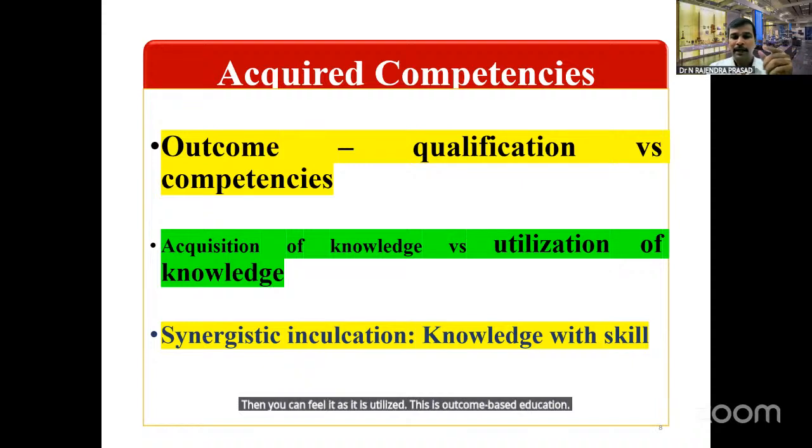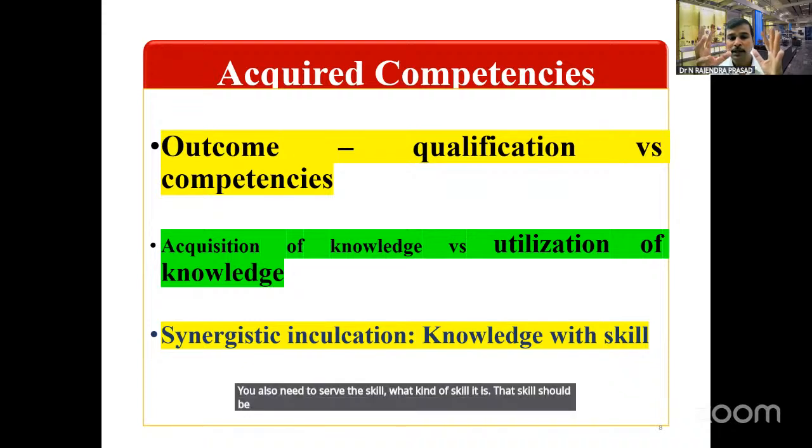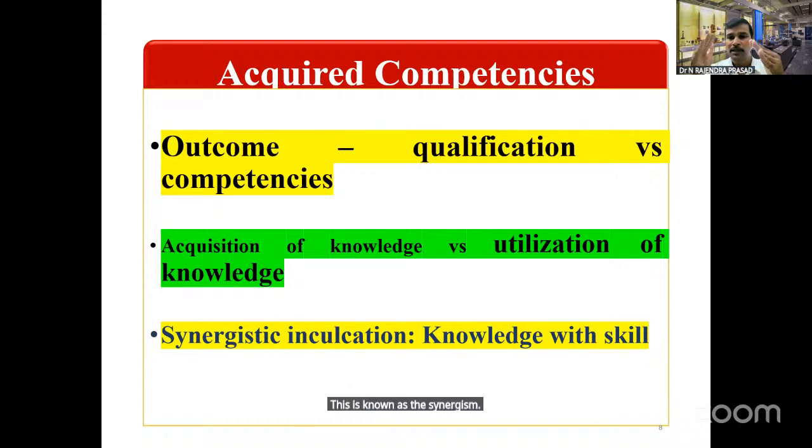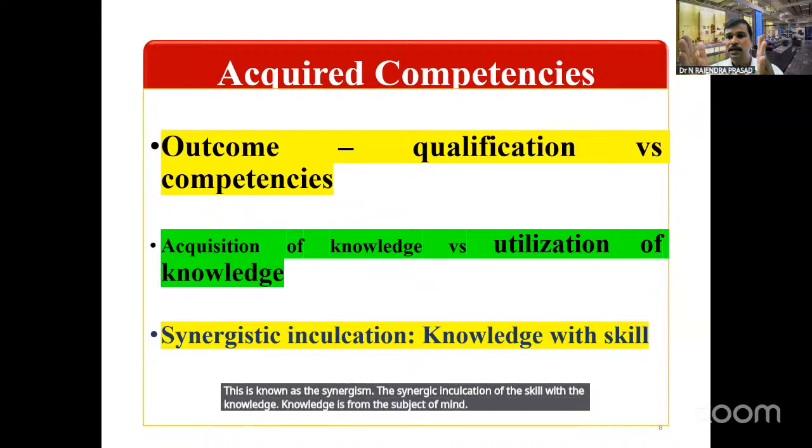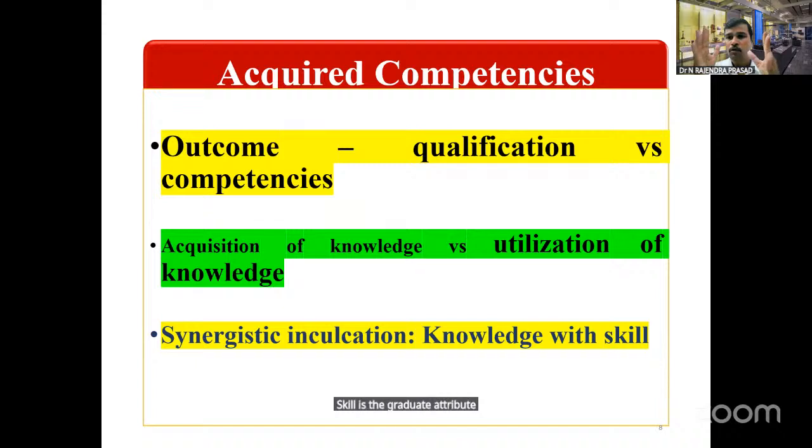And another important thing is, your role is not only to serve the knowledge, you also need to serve the skill. What kind of skill is it? That skill should be integrated with the knowledge. This is known as synergism, the synergic inculcation of the skill with the knowledge. Knowledge is from the subject domain. Skill is the graduate attribute. The skill the student has really acquired should be integrated with the knowledge. If this is good enough, definitely the learner will survive.